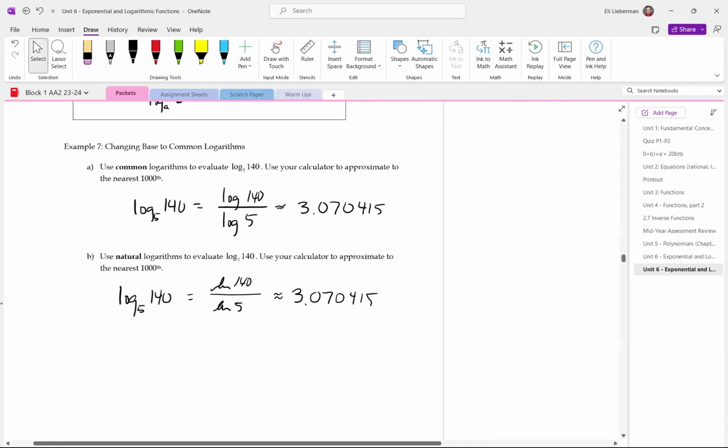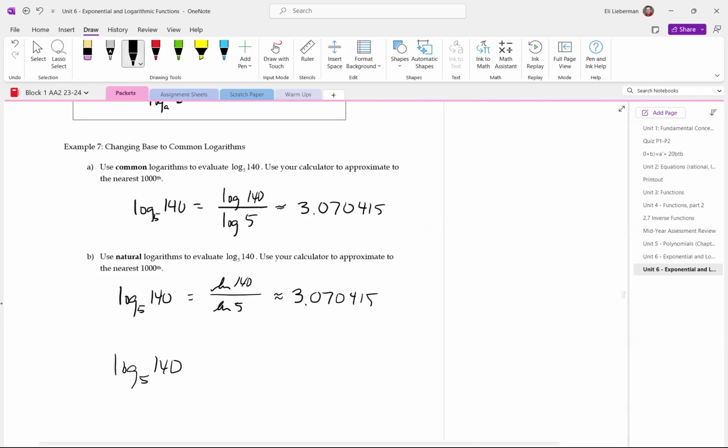Do you remember how to calculate different bases on your calculator? Let's just plug it in directly and see what we get. Make sure they're all the same. You get the exact same thing. And make sure your neighbor is able to get to the log base function on the calculator. It should be 3.0705.